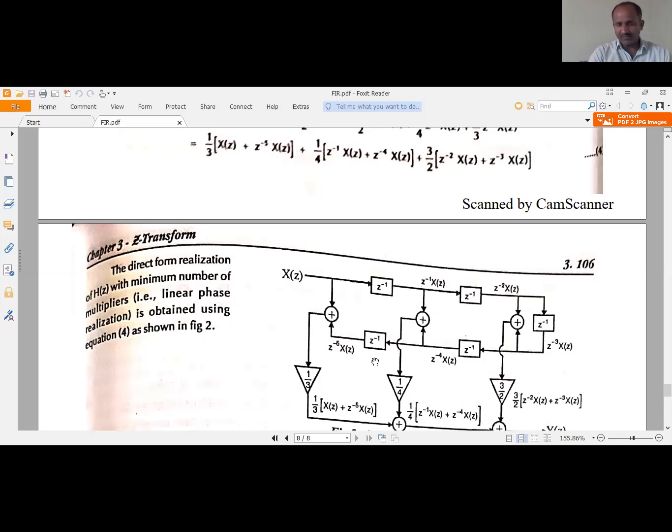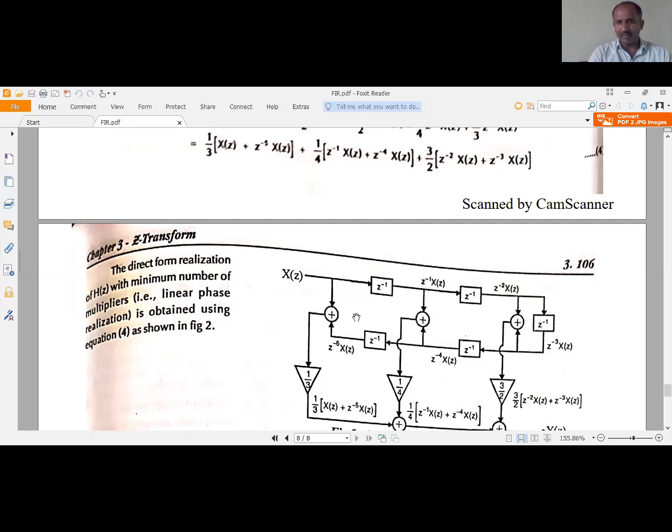And one adder between these delay elements, another adder between these two delay elements, and another adder that should be between these two delay elements. Okay, one adder you have to use here, one other adder, and the third adder here.